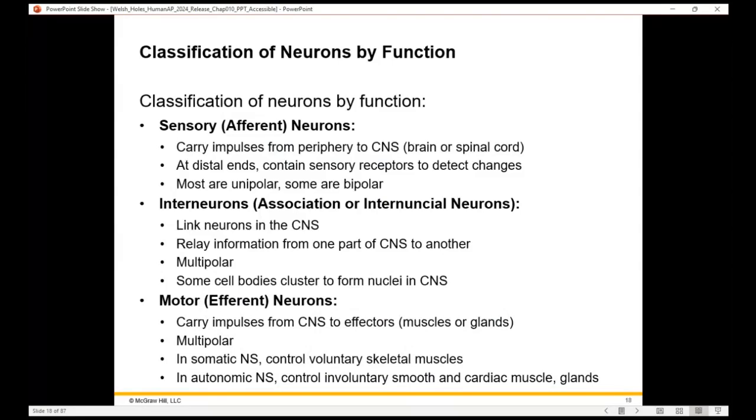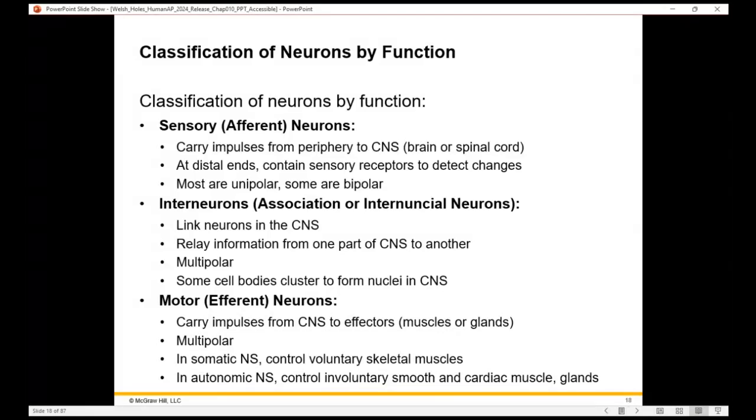We can also classify neurons by their function. Sensory or afferent neurons carry impulses from the periphery to the central nervous system, which is the brain or spinal cord. At the distal ends, they contain sensory receptors to detect changes, and most are unipolar, some are bipolar. Interneurons, or association or internuncial neurons, link neurons in the central nervous system. They relay information from one part of the central nervous system to another. They're multipolar, and some cell bodies cluster to form nuclei in the central nervous system.